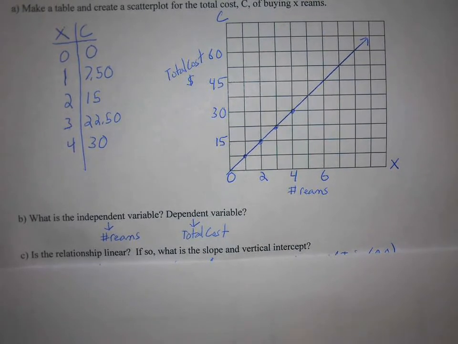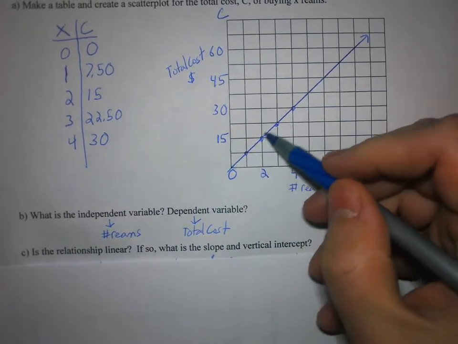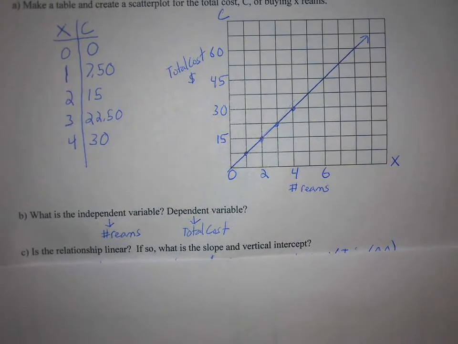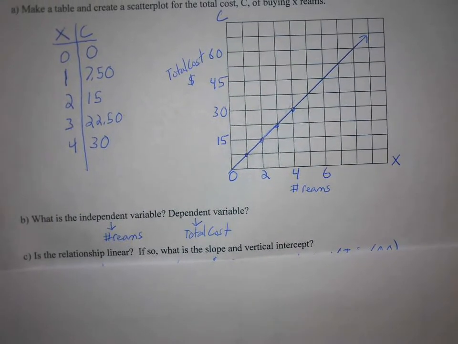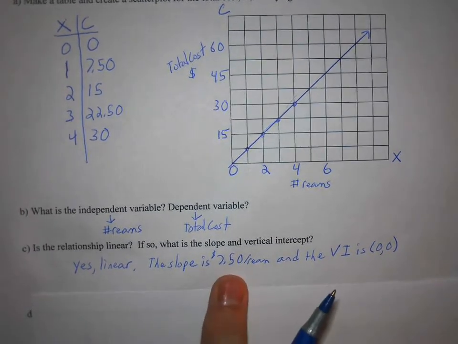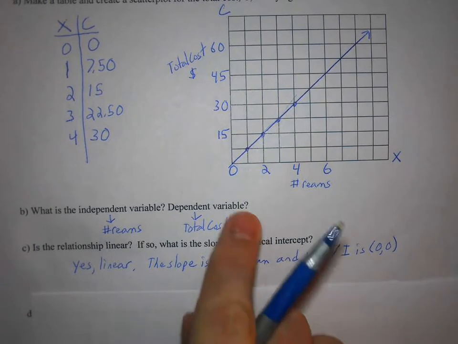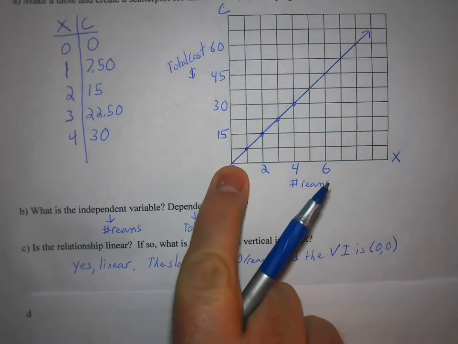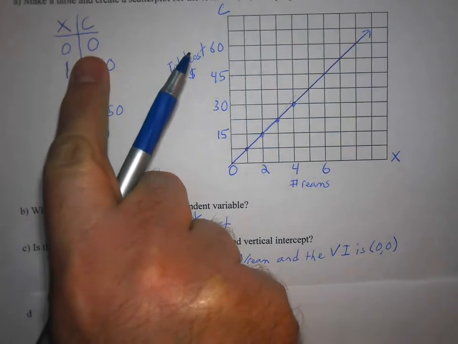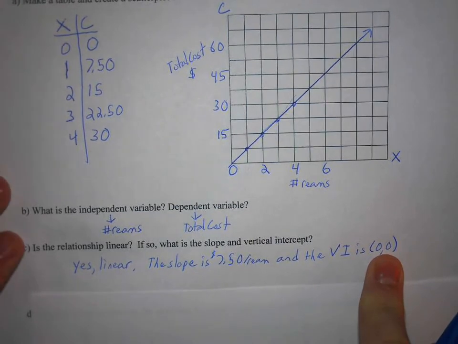So in part C it says, is the relationship linear? Well, yes, we could see that a line will pass through all the points. The slope of that line is the rate of change. So the slope of the line is just $7.50 per ream. And then the vertical intercept, where we started at, when X is 0, so when you buy 0 reams, you start at $0. So the vertical intercept is (0, 0).